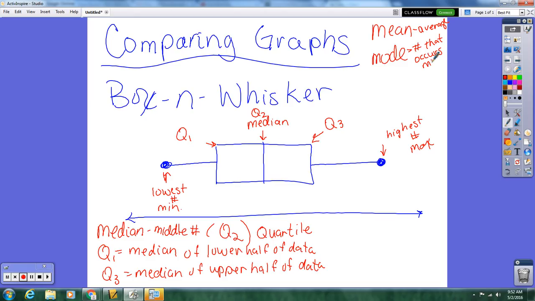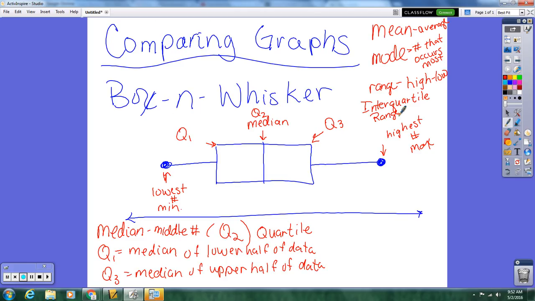How about the range? Range is an easy one. The range is what? High minus the low. What about the interquartile range? Might be a new one.